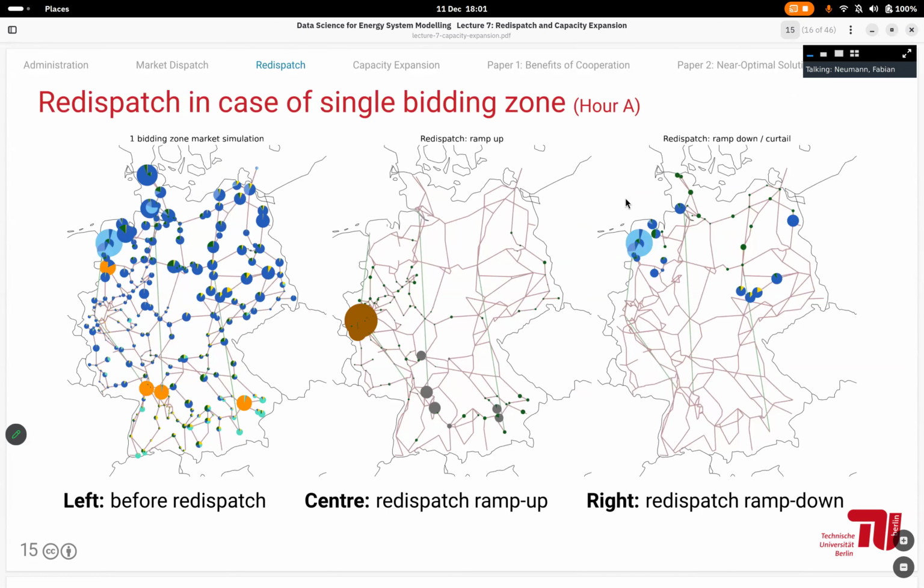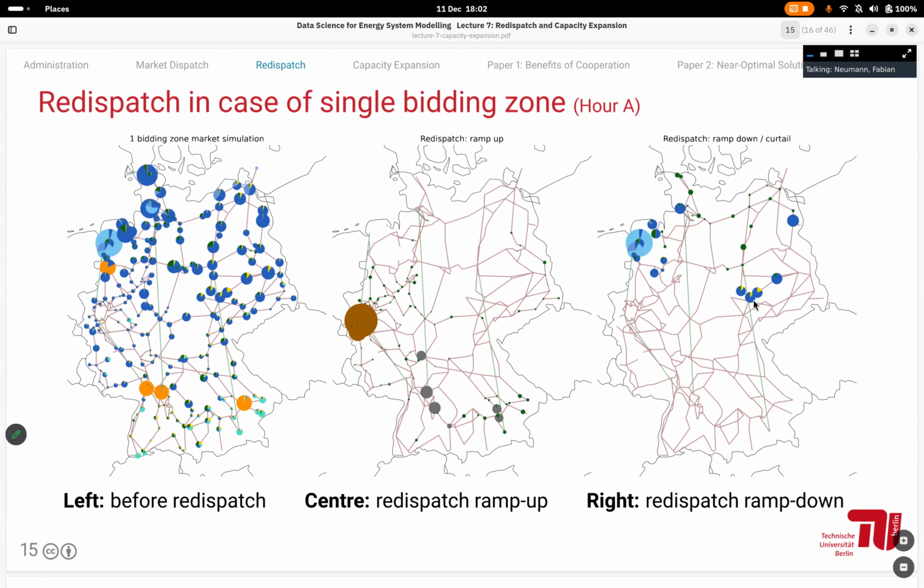So what we would see as redispatch measures, taking now only the single bidding zone case on the left-hand side. This is the market outcome we looked at already before, exactly the same image. And then you can see in the center and the right the redispatch measures, where you have some ramp up measures, where you ramp up some of the fossil generation, lignite and coal for example, and then ramp down some of the wind and a bit of solar generation.